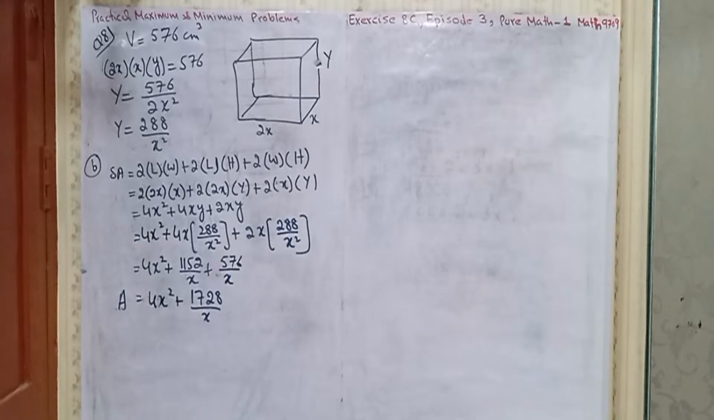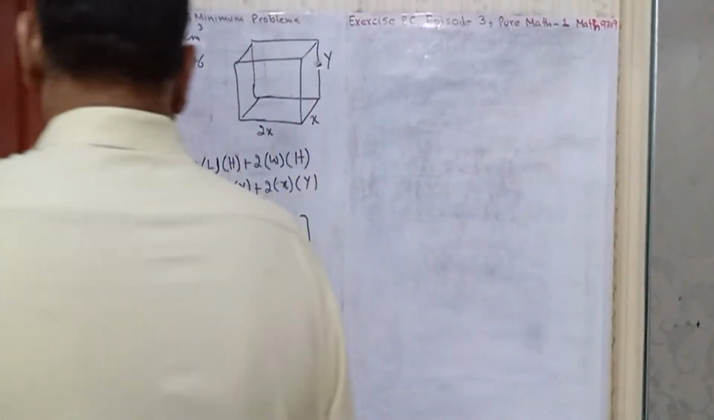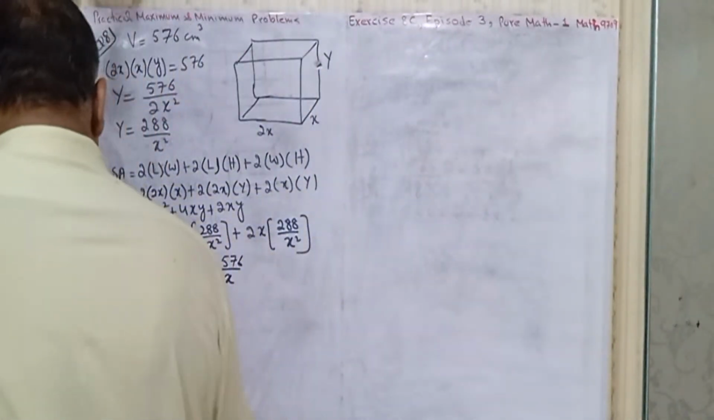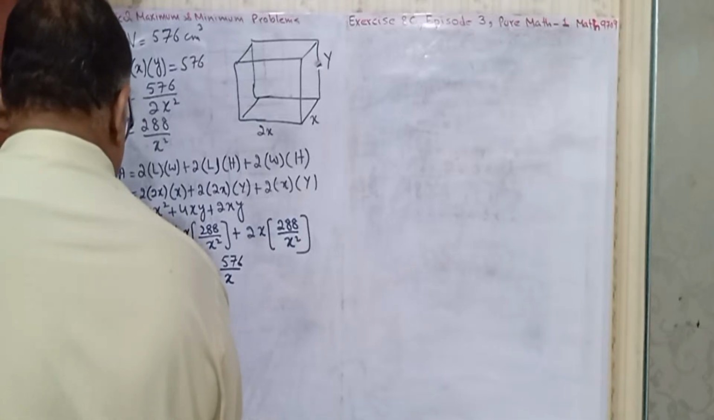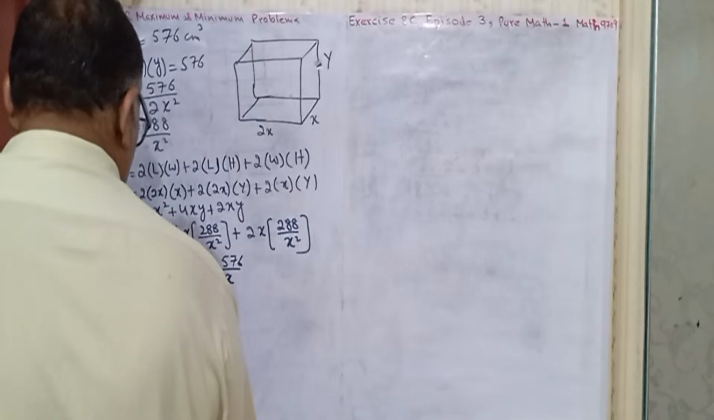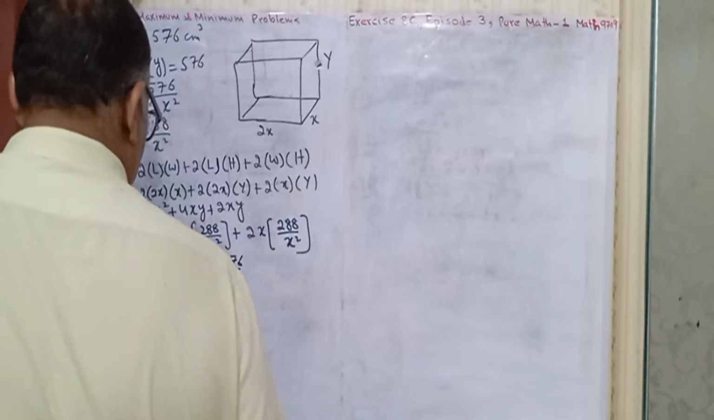In the c part, he says find the maximum value of A and state the dimensions of the cuboid for which this occurs. So we have to find the maximum value of A. For that purpose, first of all, I will have to find the derivative dA by dx. This is the c part now. A will be equal to 4x square plus 1728 into x raised to power minus 1.